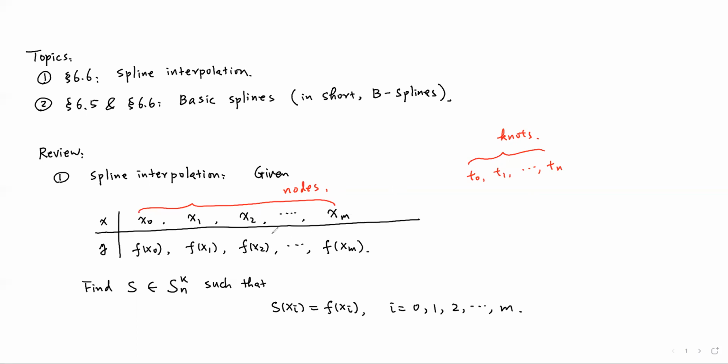Now we have a table of some function values. We want to pick a function s from this space such that this function s interpolates the table. In other words, it satisfies these conditions. This problem, how to choose s, is called spline interpolation.